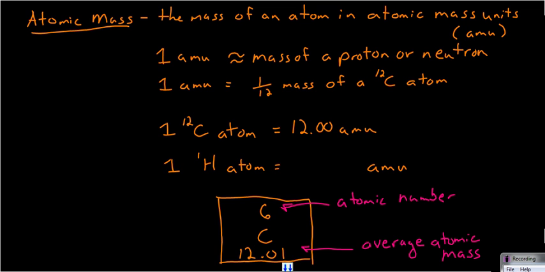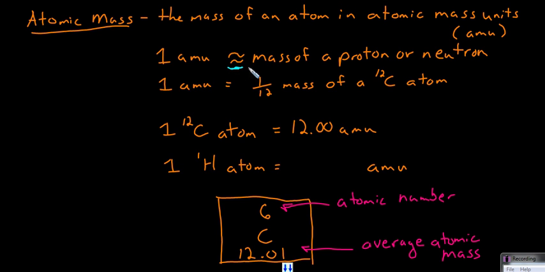Okay, we'll be talking about atomic mass and isotopes today. So I guess we'll start with saying the atomic mass, its definition is it's the mass of an atom in atomic mass units. Now, what is an atomic mass unit? Well, first, you'll just mention that it's basically about the mass. It's about equal to the mass of a proton or a neutron.